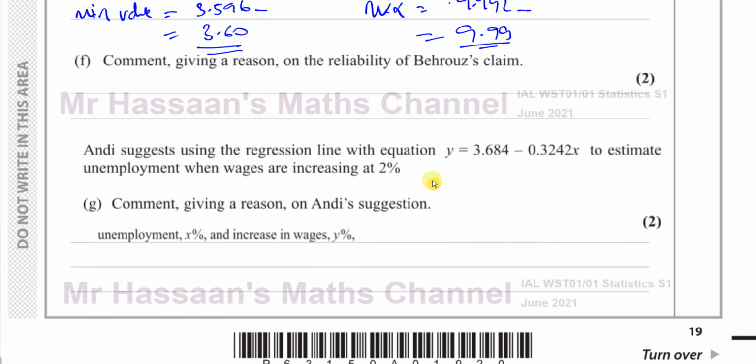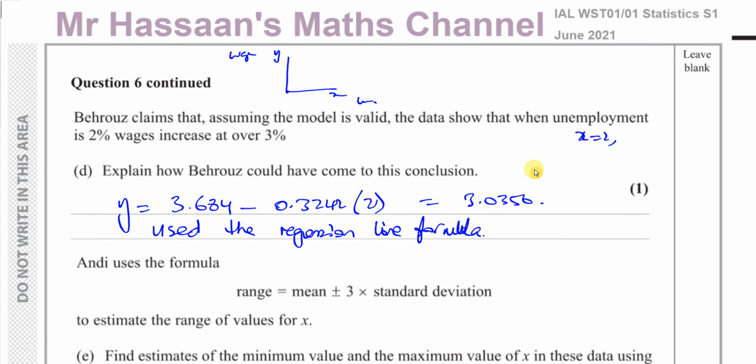Okay, unemployment is X and wages is Y. That's right. Okay, sorry about that, I just got mixed up for a second. So wages is Y, unemployment is X. So X is the unemployment rate. It's saying when unemployment is 2%, wages increase at over 3%. So the unemployment he's mentioned here is a value of 2, that's an X value of 2.